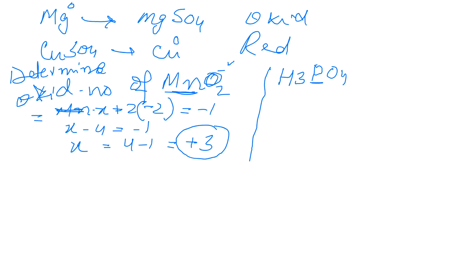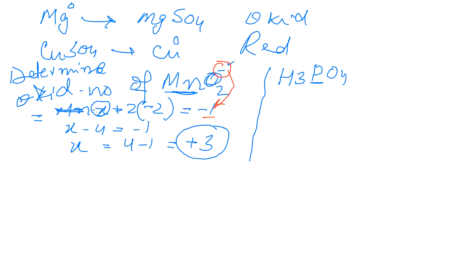Sir, Mn, if you consider, is x. X plus oxygen, how many atoms? 2 atoms. So put 2 here. Multiply by the oxidation number of oxygen, -2, equal to -1. Whatever charge you have on the oxygen ion, you will put here -1. Then you solve it. This is a simple calculation. X value, how much?